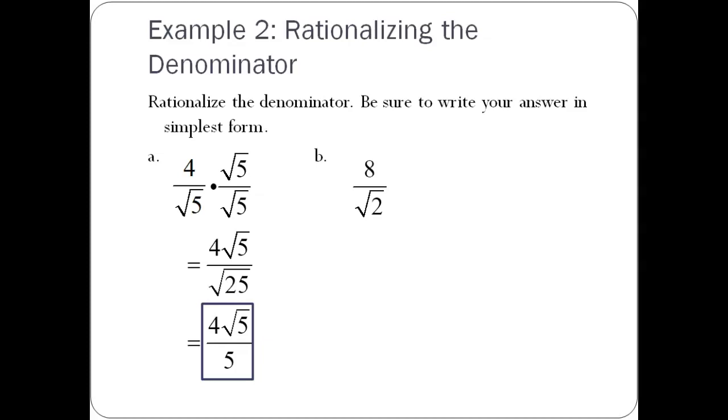All right, for 8 over root 2, same thing, we just have a radical in the denominator, so I'm going to multiply both the numerator and the denominator by root 2. So multiply by root 2 over root 2, and now we have 8 root 2 over square root of 4. Now the square root of 4 is equal to 2. And now we want to see if there's anything we can simplify. In this case, we have 8 divided by 2, and we can simplify that down to 4. So that's going to be equal to 4 root 2.